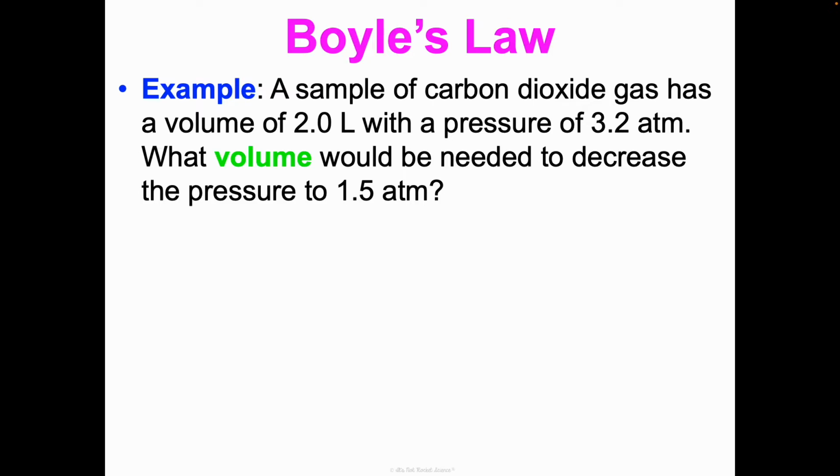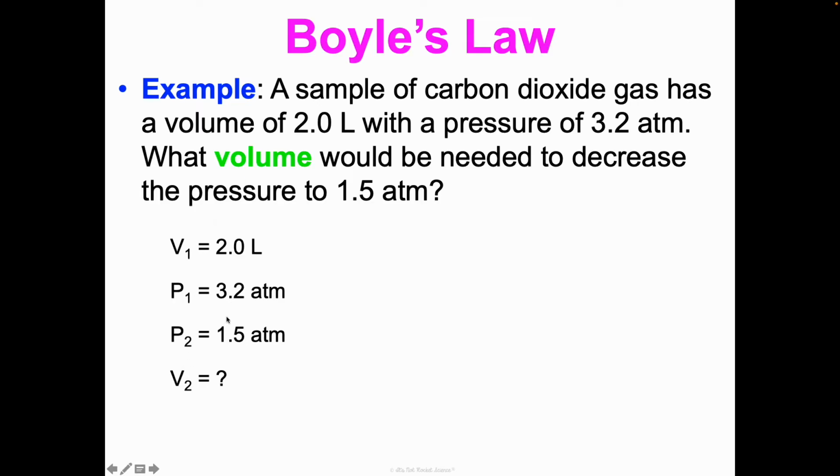Okay, before you panic, let's just write what we know. Let's analyze the situation. Well, we have an initial volume of this gas, and it's 2.0 liters. And we also have an initial pressure, which is 3.2 atmospheres. We also have a changed pressure, so P2, which is 1.5 atmospheres. And what do we want to know? We want to know that volume 2. What would be the new volume if we're changing the pressure?